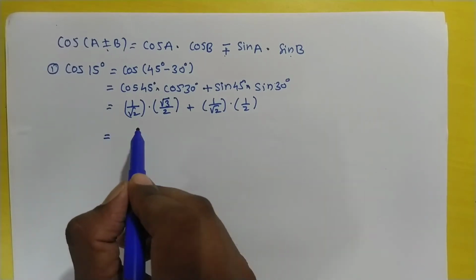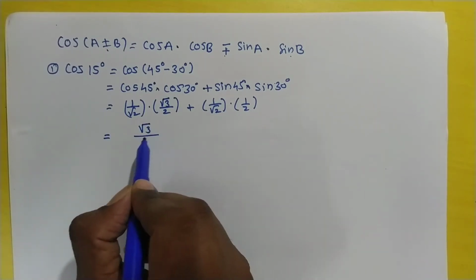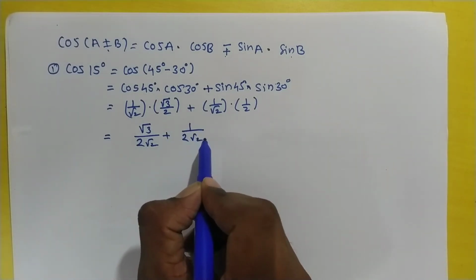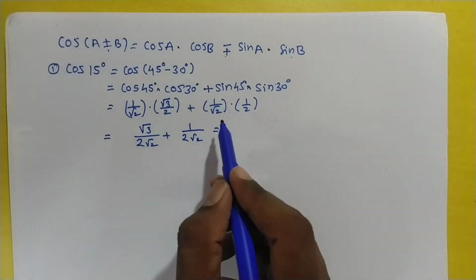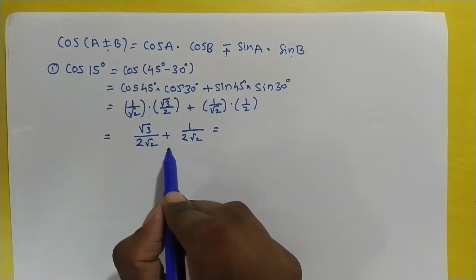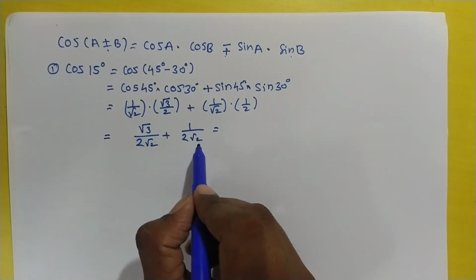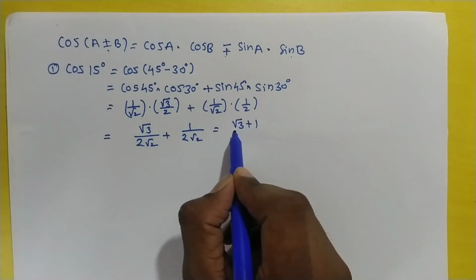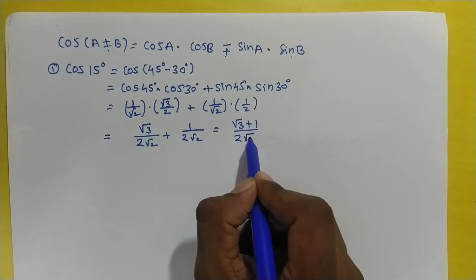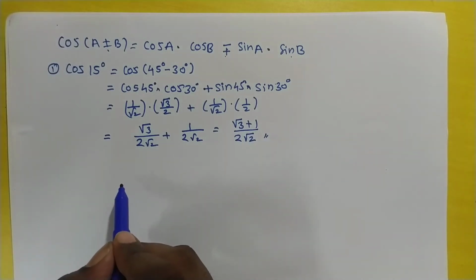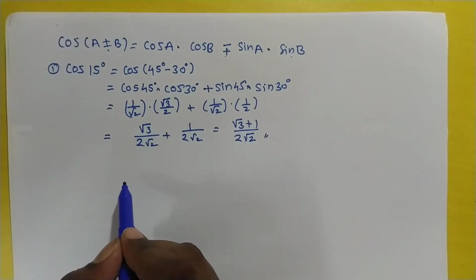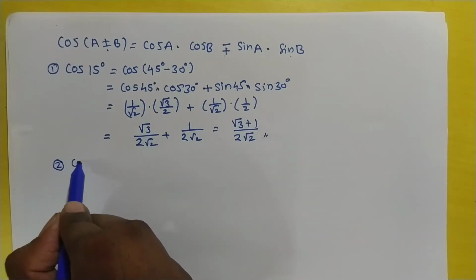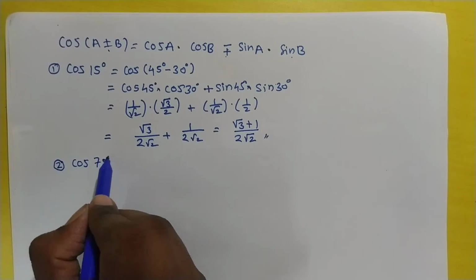So it is equal to root 3 divided by 2 root 2 plus 1 upon 2 root 2. This is an example of like fractions. So we can write root 3 plus 1 divided by 2 root 2. This is the answer for cos of 15 degrees. Let's take one more example for practice: cos of 75 degrees.